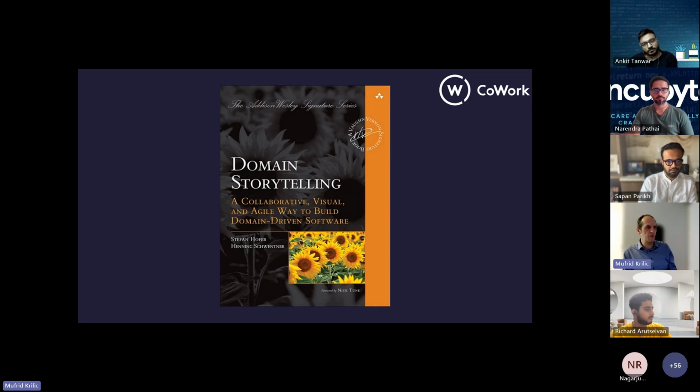This was a method developed at the University of Hamburg in Germany many years ago, but it has been popularized and made available to a wider audience by Stefan Hofer and Henning Schwentner. And this is a great book, great reading, very accessible, and this method gives great results with relatively little effort. You don't have to learn much to be able to use it. So I recommend you take a look at it. It's available on many platforms.